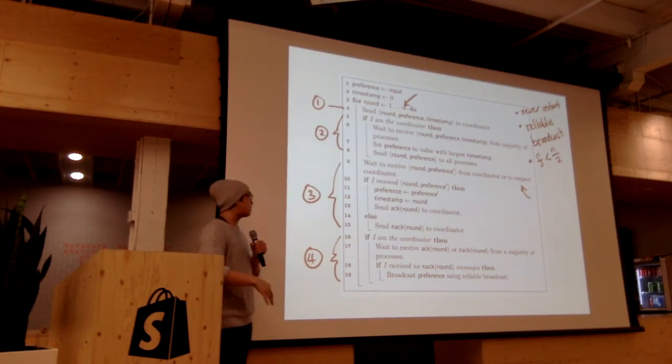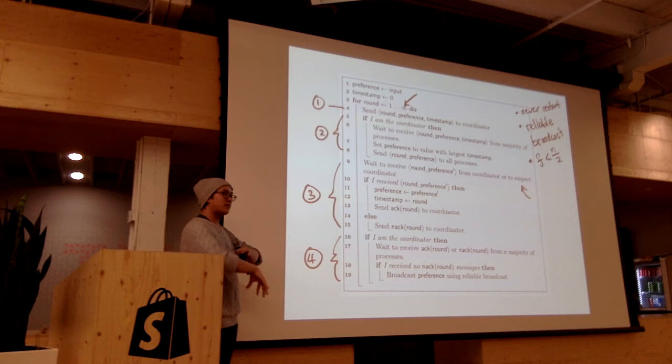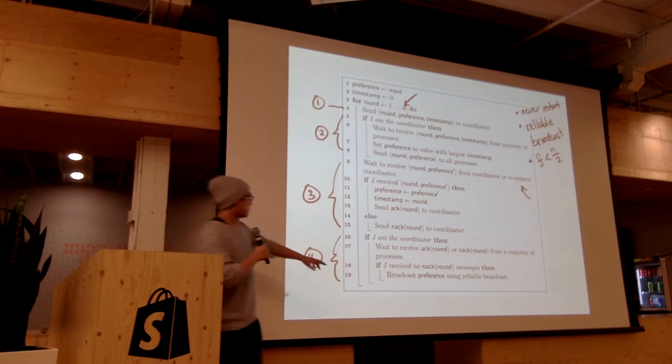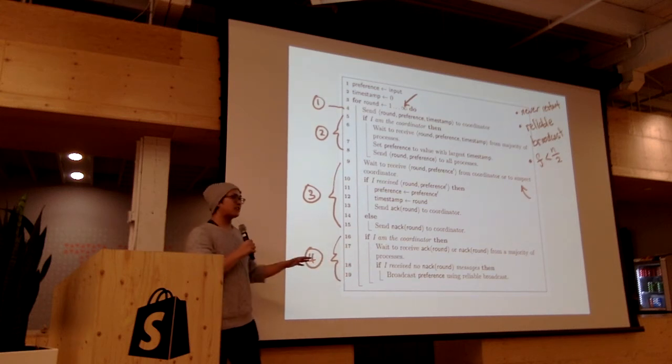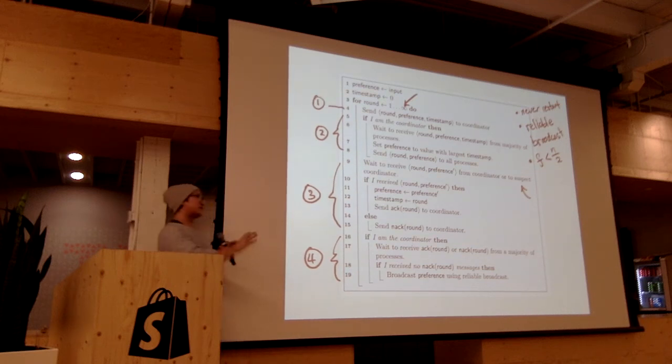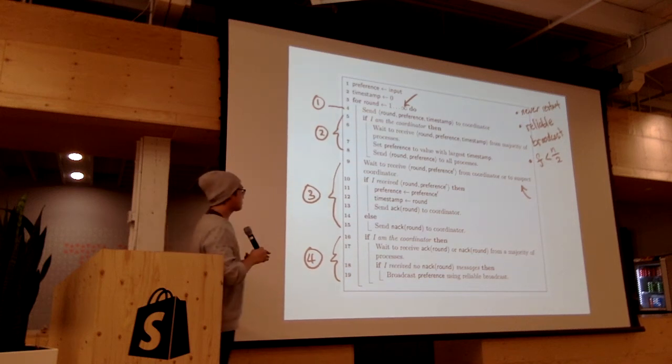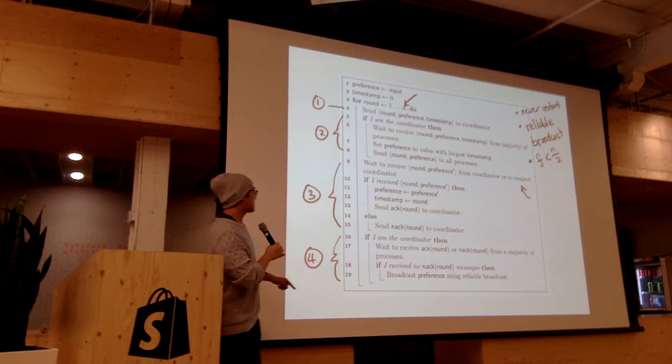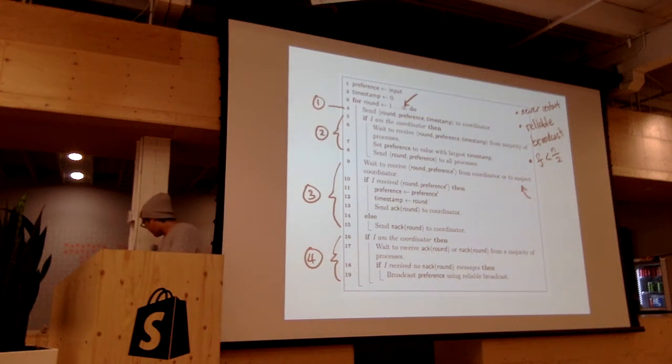Acks and nacks for that round. Once you receive a majority of them for that round, you go to this point. If you receive no acks and you just receive nacks, you rebroadcast. So this is the part I'm a little bit confused about myself. But basically, let me check my notes.